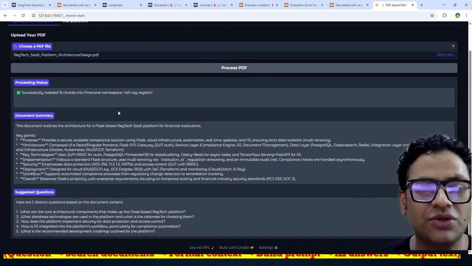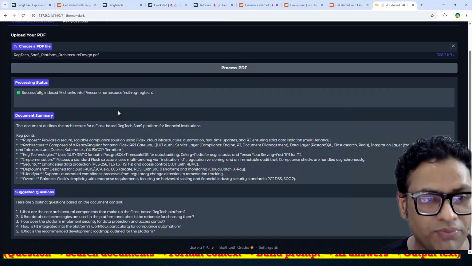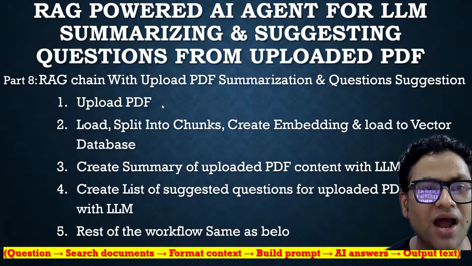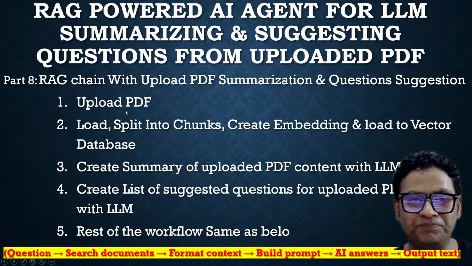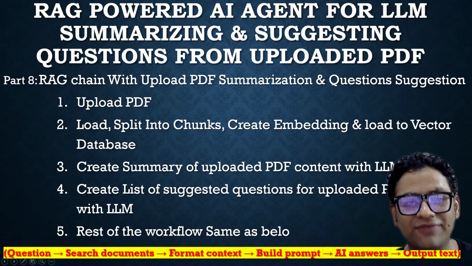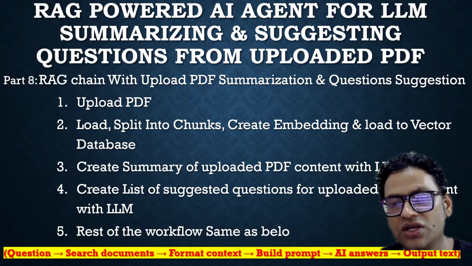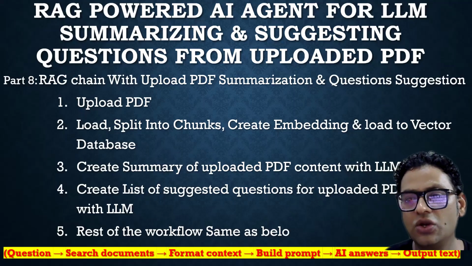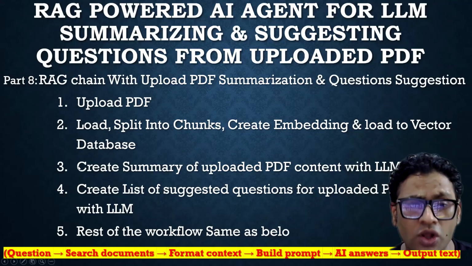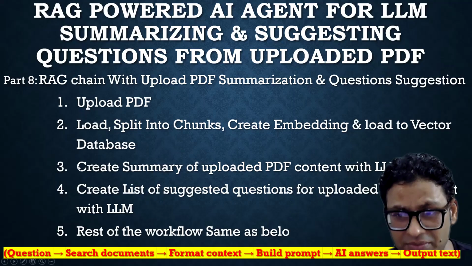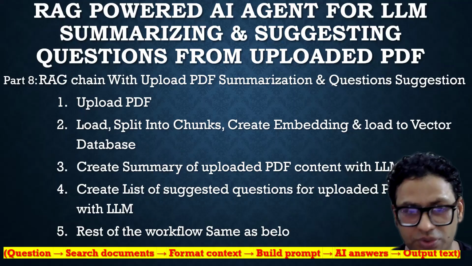So let's get into the coding part and try to understand how we can implement that. Before we get into the coding part, this is what the high level flow is going to look like. First, we upload the PDF, then the entire process: loading the PDF, splitting into chunks, creating an embedding of each chunk, and then loading to the vector database. That is going to be saved. Now, if you want to create a summary, you have to make a call to the LLM. That part we're going to see how we can do.